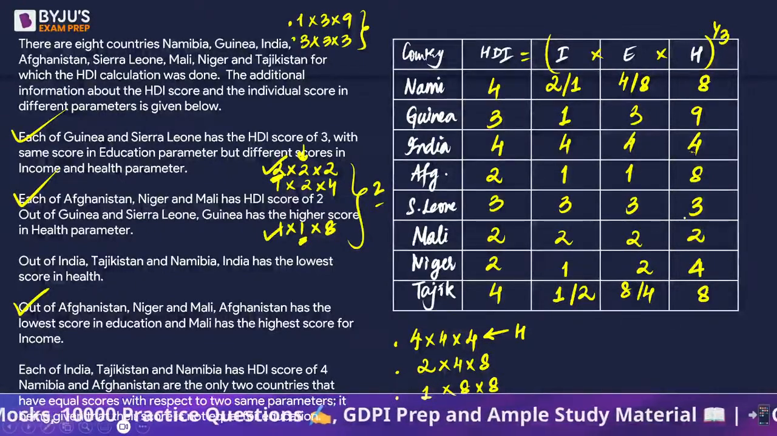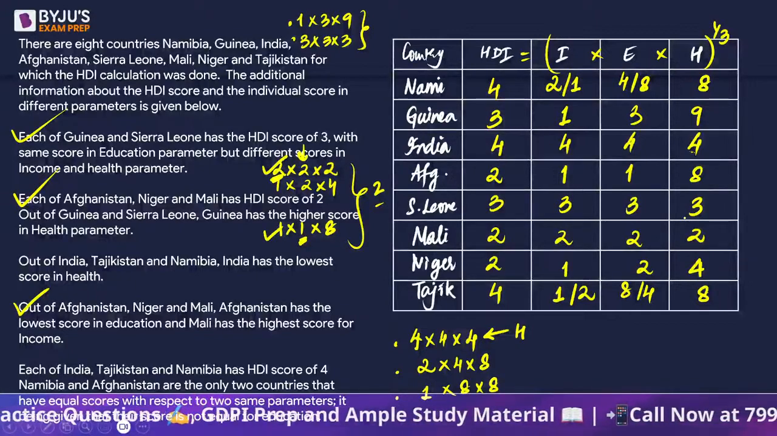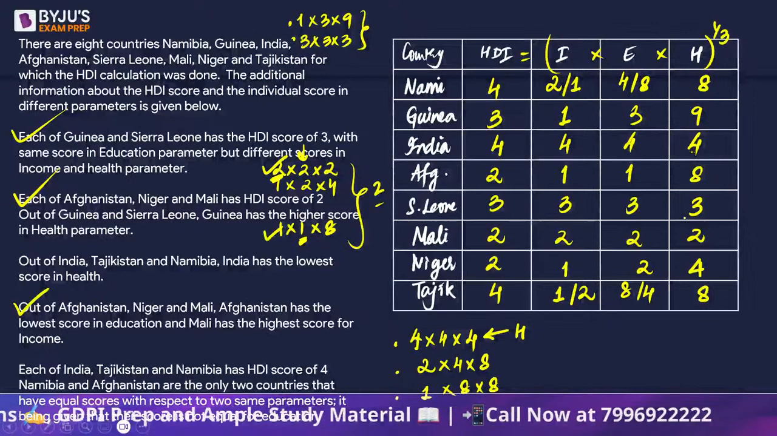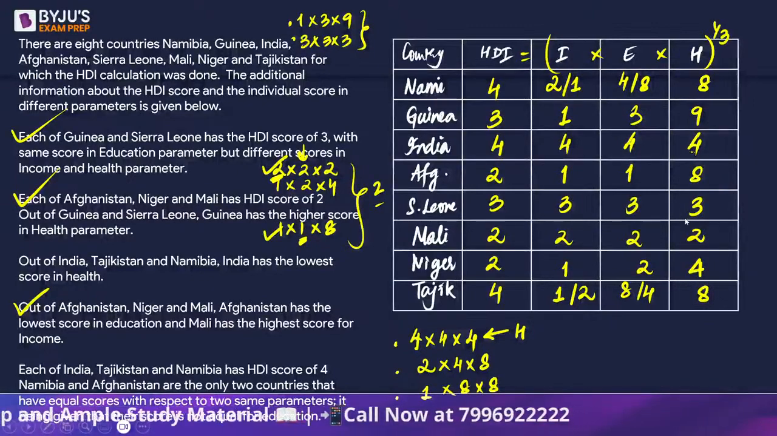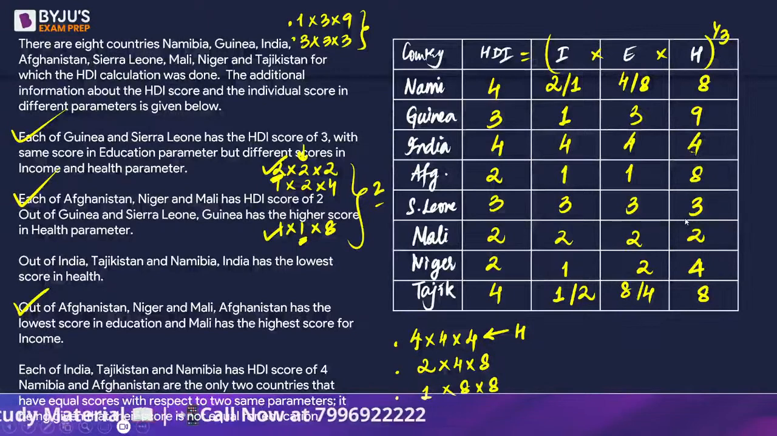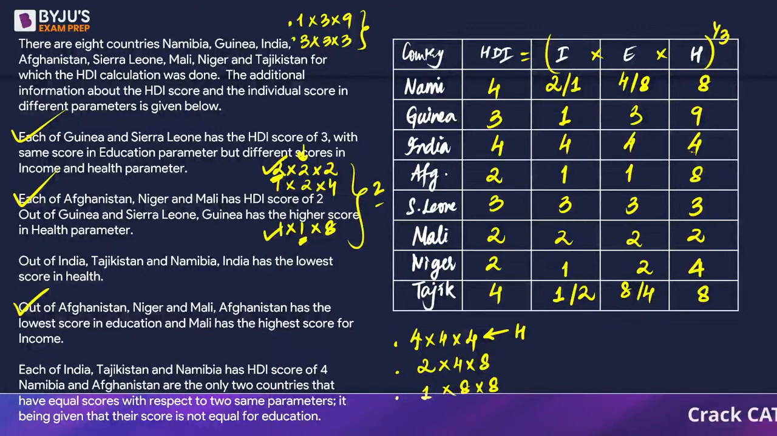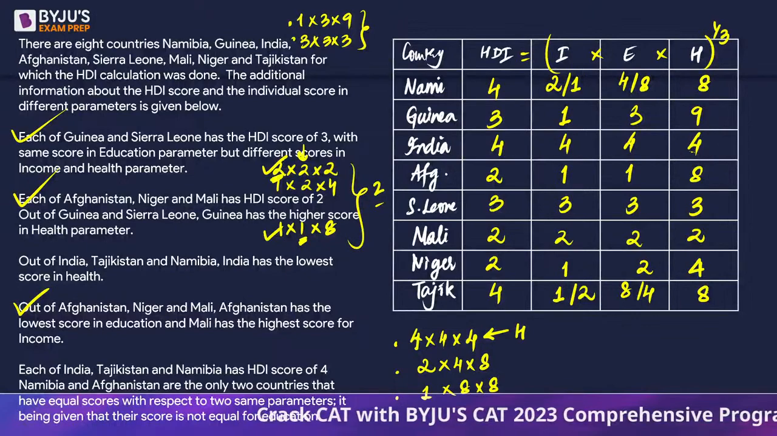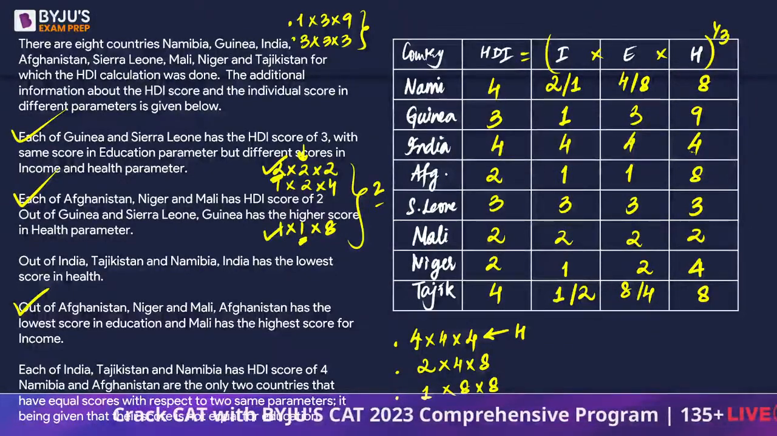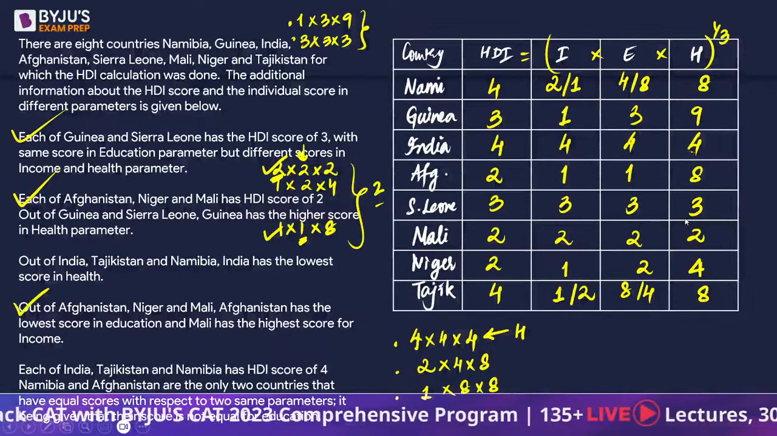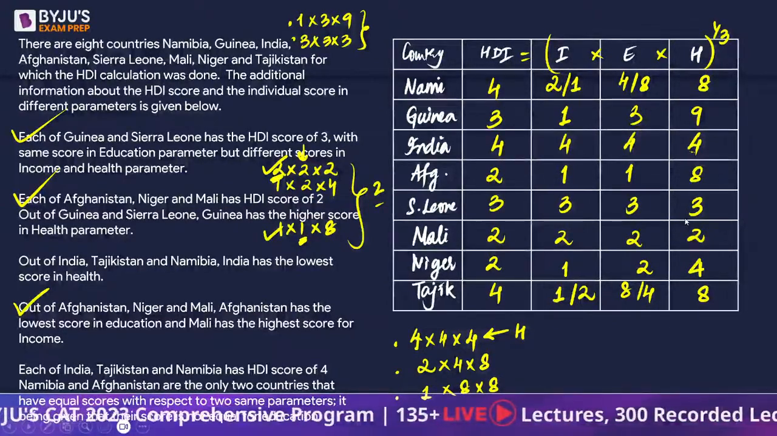Okay. Out of India, Tajikistan and Namibia, India has the lowest score in health. 4 is the lowest score. Each of India, T and N has an SDI score of 4. N and A, Namibia and Afghanistan are the only 2 countries that have equal scores with respect to 2 same parameters, it being given that their score is not equal for education. The score is the same, but education is not equal.